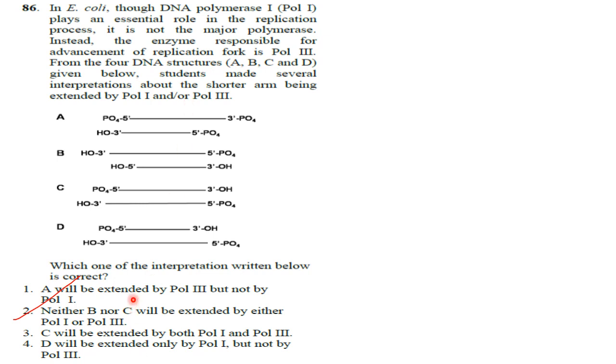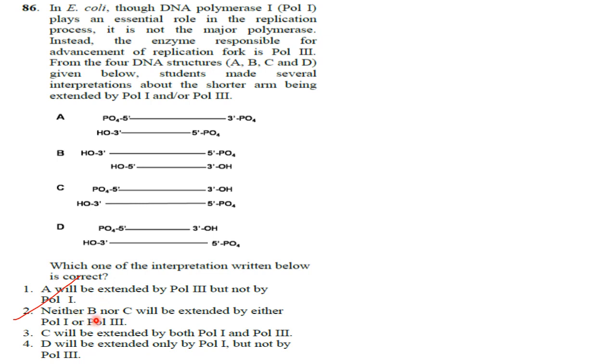So first statement, A will be extended by polymerase 3 but not by polymerase 1. So A is this option. There is no 3' OH group here. There is no template. 3' OH group is here, but there is no template over here. So neither polymerase 1 nor polymerase 3 will add nucleotides. So A is not correct.